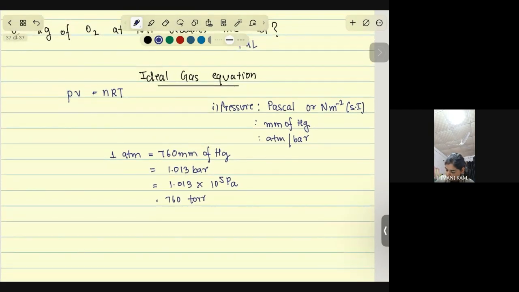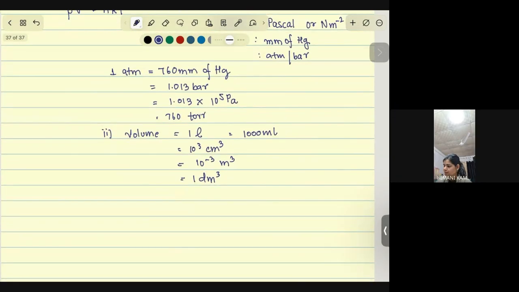So for volume, the unit is 1 liter, which is 10 raised to the power 3 centimeter cube, 1000 ml, and 1 dm cube. These are the units for volume. Next is for temperature.